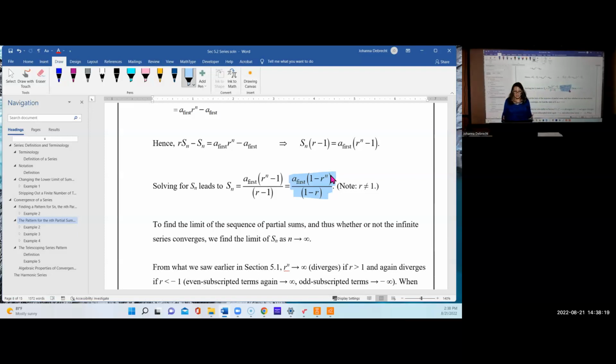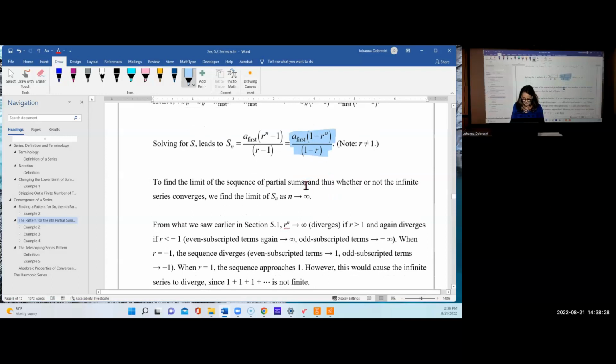And then we can take the limit of this as n goes to infinity. Now, what do you think we're going to get as we take the limit as n goes to infinity? Let me write out what you would have here.